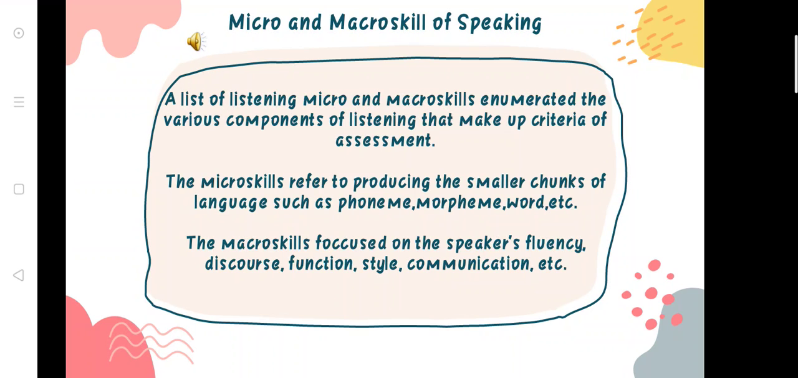Okay, the next is about micro and macro skills of speaking. A list of speaking micro and macro skills enumerates the various components of speaking that make up the criteria of assessment. The first is the micro skill. Micro skill refers to producing the smaller chunks of language, such as phonemes, morphemes, words, and so on.